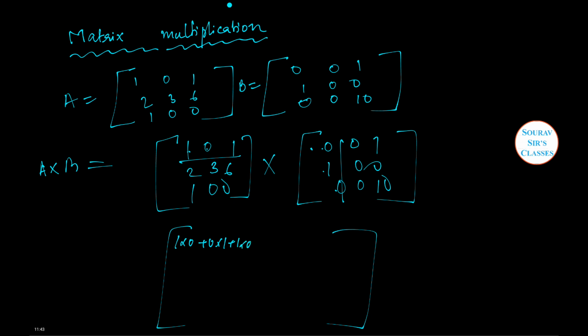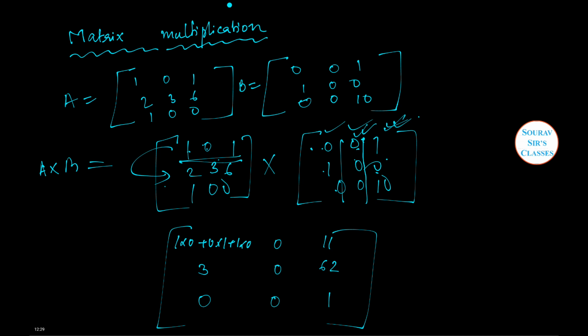Similarly, for the second element, keep the first row of the first matrix, that is the left matrix, constant, and change the column to the second column of the second matrix. We'll get 1 into 0 plus 0 into 0 plus 1 into 0, that comes to be 0. Similarly, change it to the third column, we'll get 1 into 1 plus 0 into 0 plus 1 into 10, that comes out to be 11. Now change the first row to the second row and repeat with all these three columns. Hence we get the next values as 3 0 62.